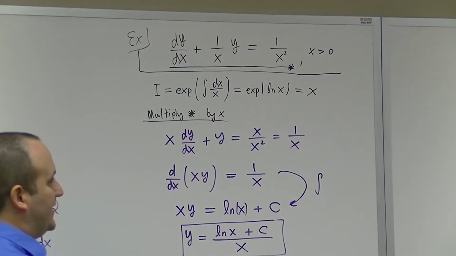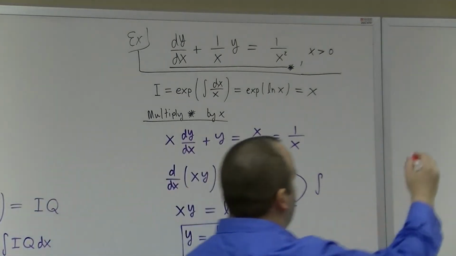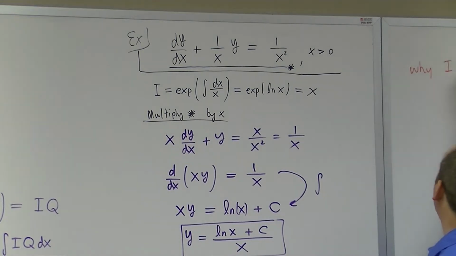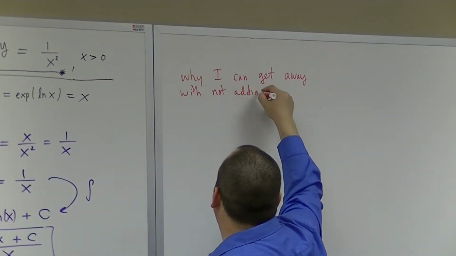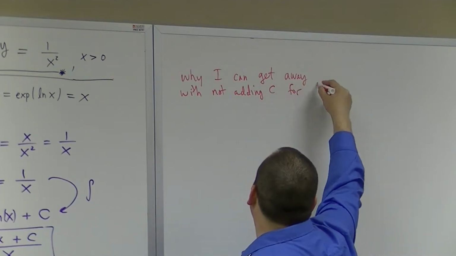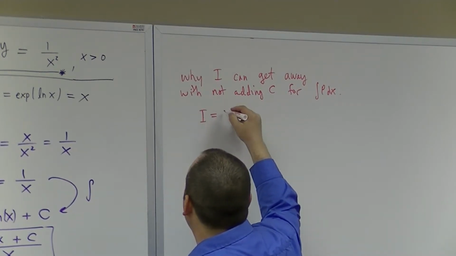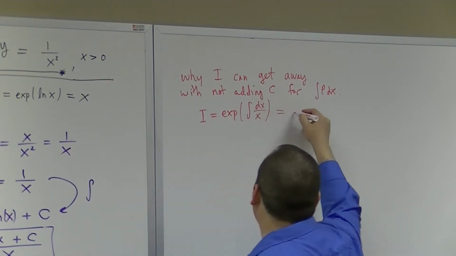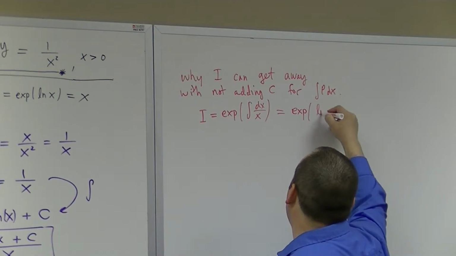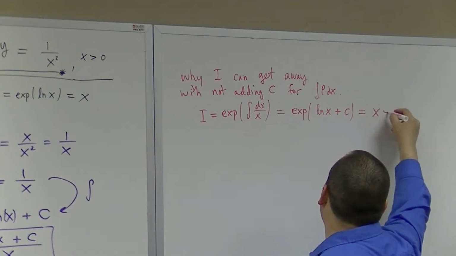So why didn't it matter? Let me sidebar here in red. Why I can get away with not adding c for the integral of p of x. So check out what would happen if I did. I would have I as the exponential of the integral dx over x. What would that give me? That would give me the exponential of the natural log of x plus a constant, so that would basically be x times e to the c.